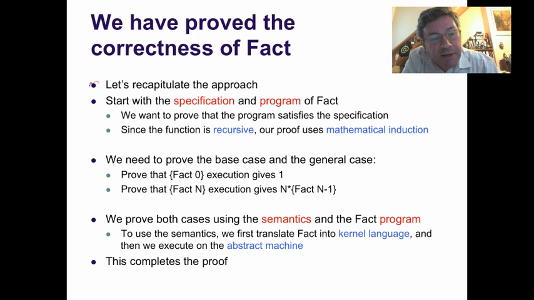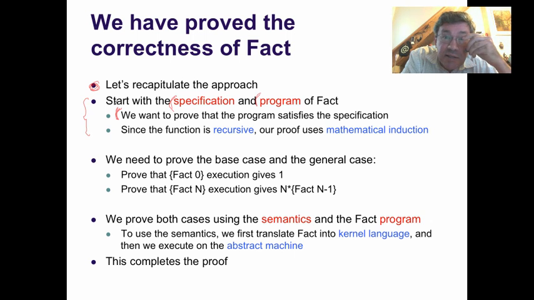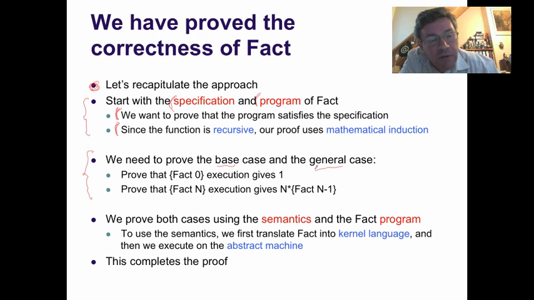Let's now recapitulate what we've done here. We started first with the specification and the program of factorial, and we wanted to prove that the specification is satisfied by the program. Since the function factorial is recursive, our proof will use mathematical induction. In this mathematically inductive proof, we have a base case and a general case. In the base case, we have to prove that factorial 0 gives 1. In the general case, we have to prove that factorial n gives n times factorial n minus 1. That we have done. So we prove both cases, and in order to use the semantics, what we have done is we first translated fact into kernel language, and the second step is then we execute it on the abstract machine. And this completes the proof.